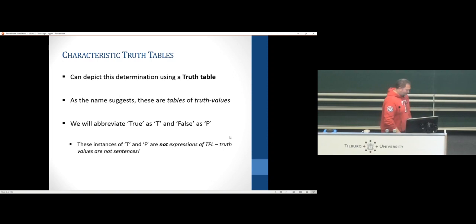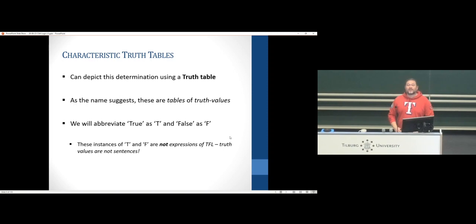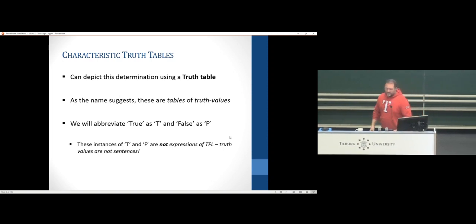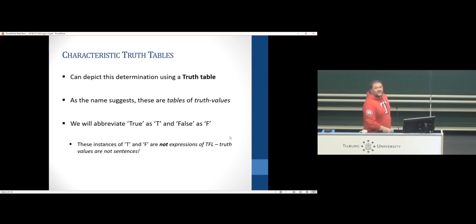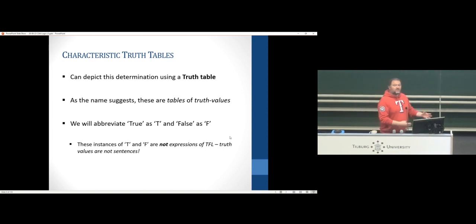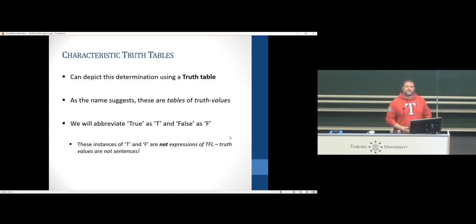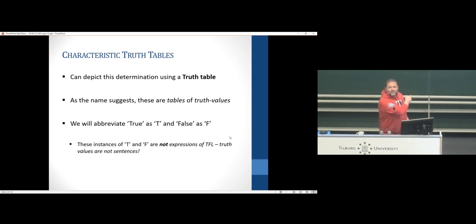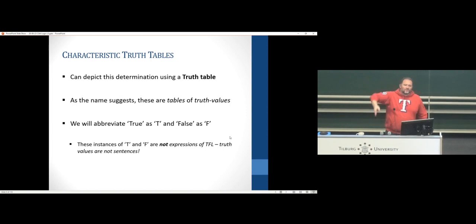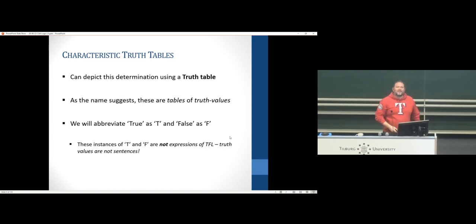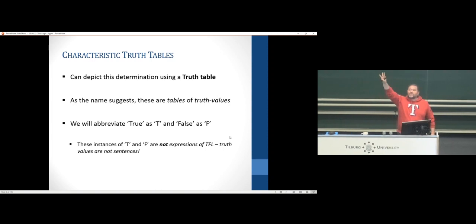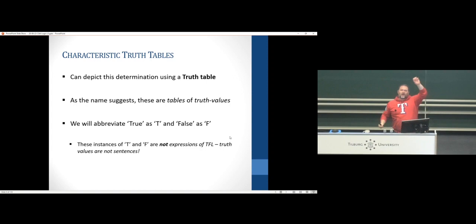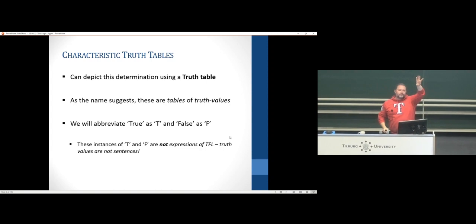Back up. I should say something about what tables are actually going to look like. A truth table is, as the name suggests, a literal table of truth values. We're going to have a column or a row at the top. Rows are the things that go across. Columns are the ones that go up and down. We're going to have a row at the top that will have our sentences, our atoms that we're interested in, and then the complex sentence we're evaluating.